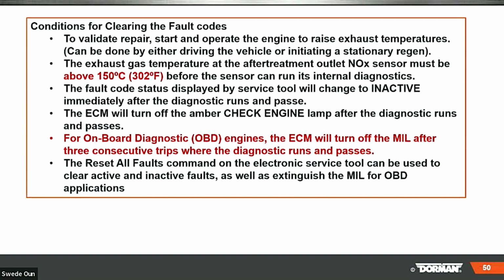The condition for clearing it: validate the repair, then operate the engine to raise exhaust temperatures. You can do that by either driving the vehicle or, how about initiating a stationary regen to get it up fast. The exhaust gas temperature at the aftertreatment outlet NOx sensor must be above 302 degrees before the sensor can run its internal diagnostics. The fault code status displayed by the service tool will change to inactive. The ECM will turn off the amber lamp. For OBD engines, the ECM will turn off the MIL after 3 consecutive trips where the diagnostic runs and passes.